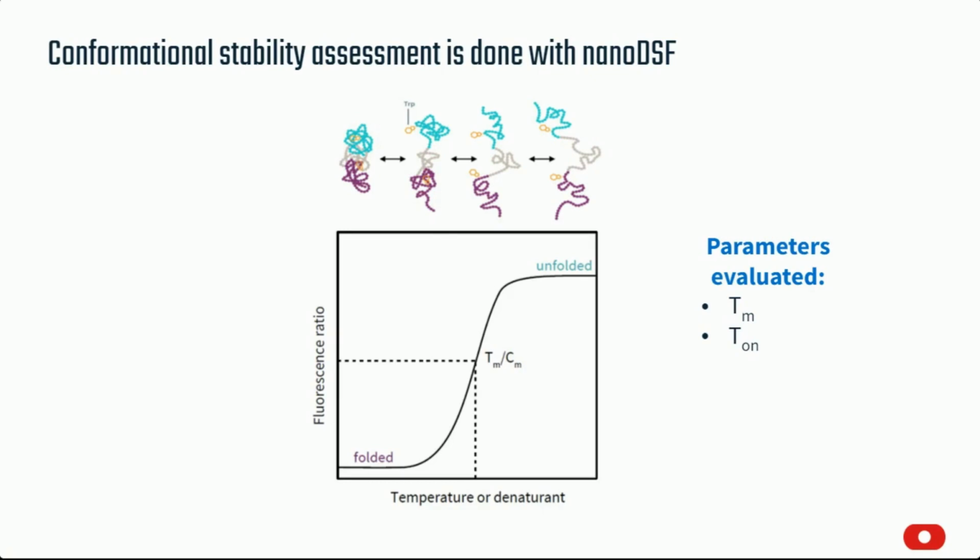Now, NanoDSF is going to provide you with some useful parameters, such as the TM, or the melting temperature, and the T onset, or the onset of melting. And you can use these parameters to help rank or triage your candidates. Now, again, generally speaking, higher values for the TM and the T onset generally reflect a more conformationally stable monoclonal antibody in this case.